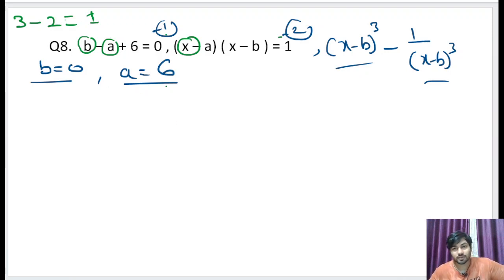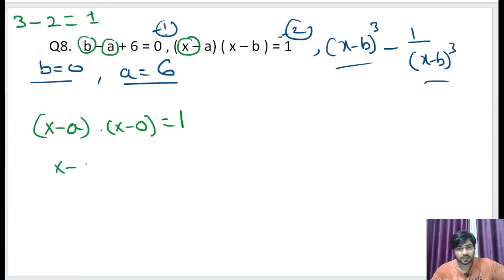So, b is equal to 0, a is equal to 6. In equation 2, it is x minus a and x minus 0 is equal to 1. So, it will be x minus the value of a, which is 6, and it is 1 upon x. So, x minus 1 by x is equal to 6, right?